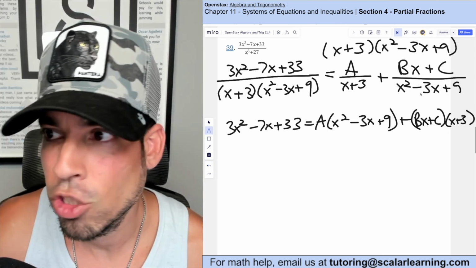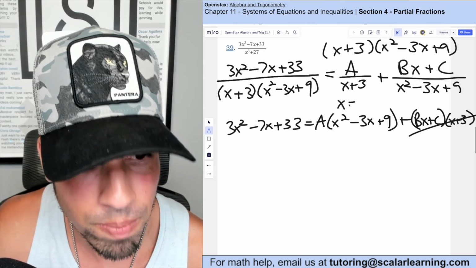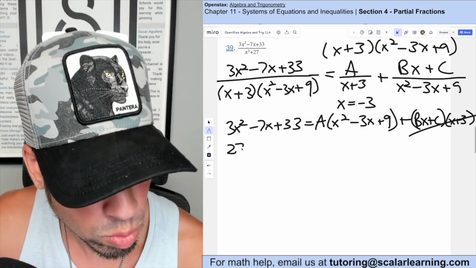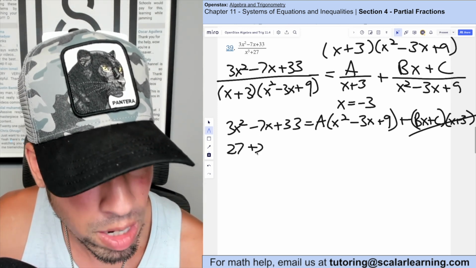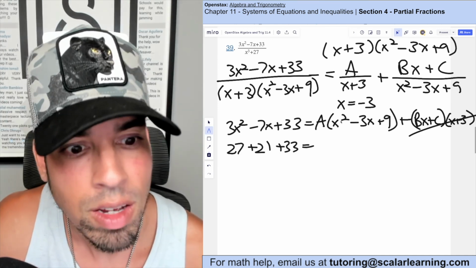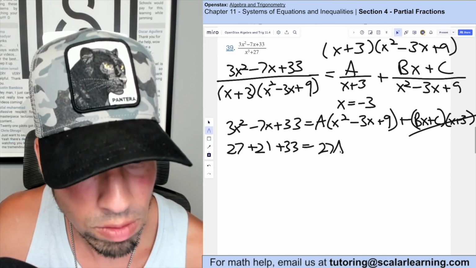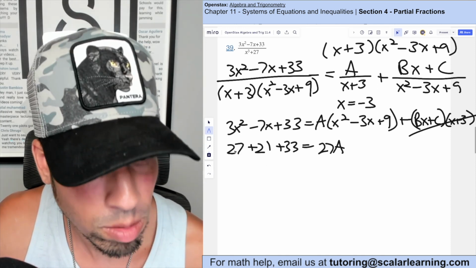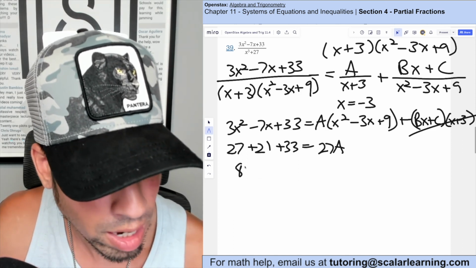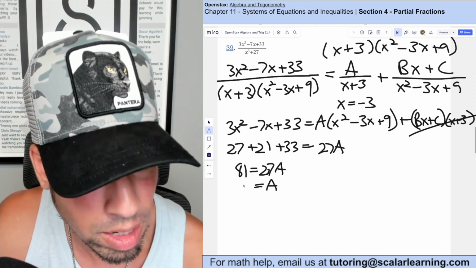Great. Okay, now we're going to choose values of x to solve easily for A. How about negative 3? That's going to cancel this out, right? So we have x equal to negative 3. Let's plug and chug. Negative 3 squared is 9 times 3 is 27. Negative 3 times negative 7 is positive 21, plus 33, equals... negative 3 squared is 9, and then negative 3 times negative 3 is 9. So 9 plus 9 plus 9 is 27. So we have 27A. Now we're going to add these up over here. 27 plus 21 is 48, 48 plus 33 is 81, equal to 27A. Divide both sides by 27. A is equal to 3.